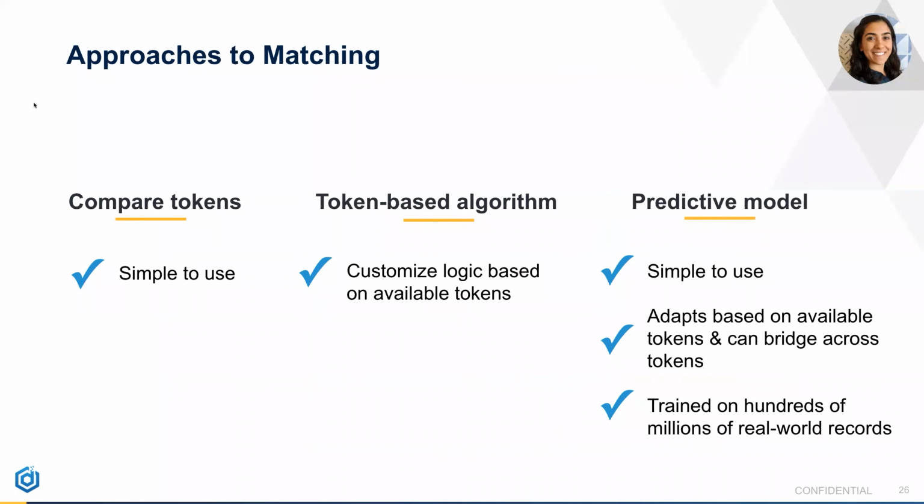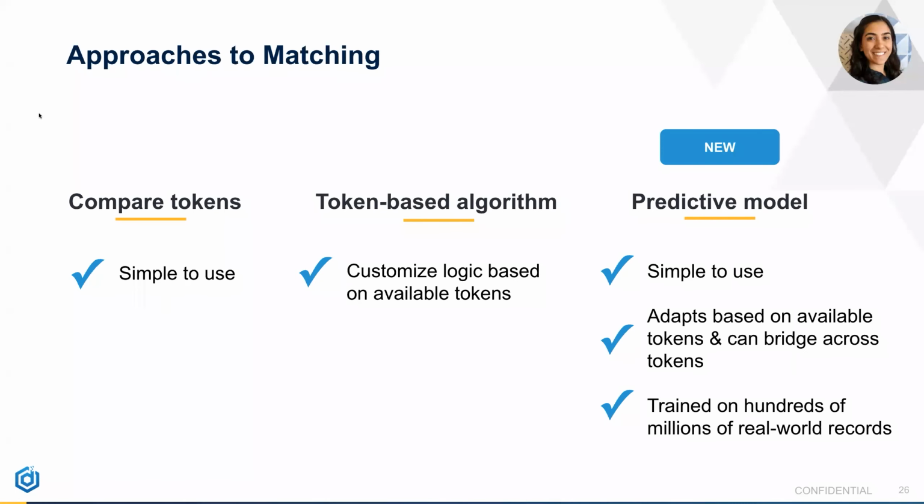One is to use token-based matching, which has the benefit of being simple. A second is to apply a token-based algorithm whereby you can customize logic, based on your data set's available tokens. And the third method, and the one that we're going to cover briefly today, is utilizing a statistical model that uses other data sets to predict and further improve the accuracy of a match. We very recently launched this new offering as part of the Datavant Switchboard to offer a simple approach that optimizes logic based on available tokens and has been trained using comprehensive real-world data.